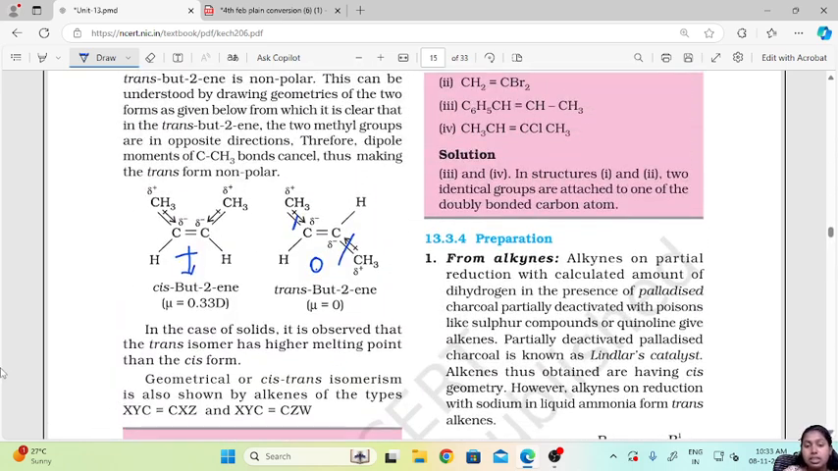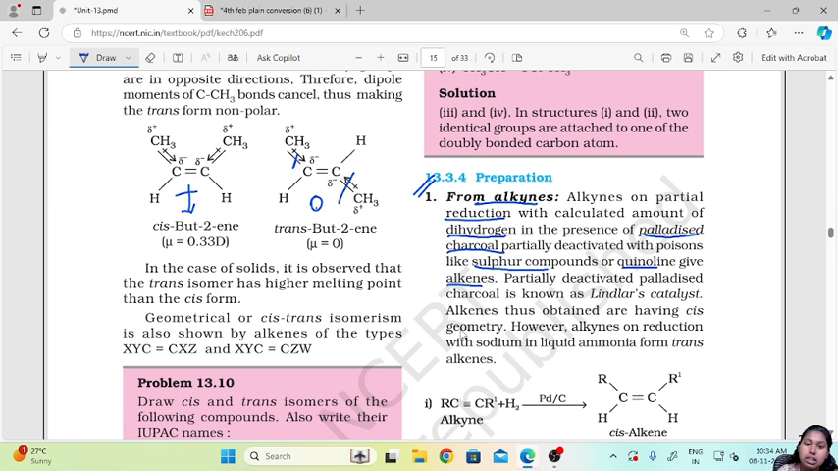Okay, next is the preparation of alkenes. Now you can prepare alkenes from alkynes. Alkynes on partial reduction with a calculated amount of dihydrogen in the presence of palladized charcoal partially deactivated with poisons like sulfur compounds or quinoline give alkenes. So when you reduce your alkyne with the calculated amount of dihydrogen in the presence of palladized charcoal, which is partially deactivated with sulfur compounds or quinoline, it gives you an alkene.